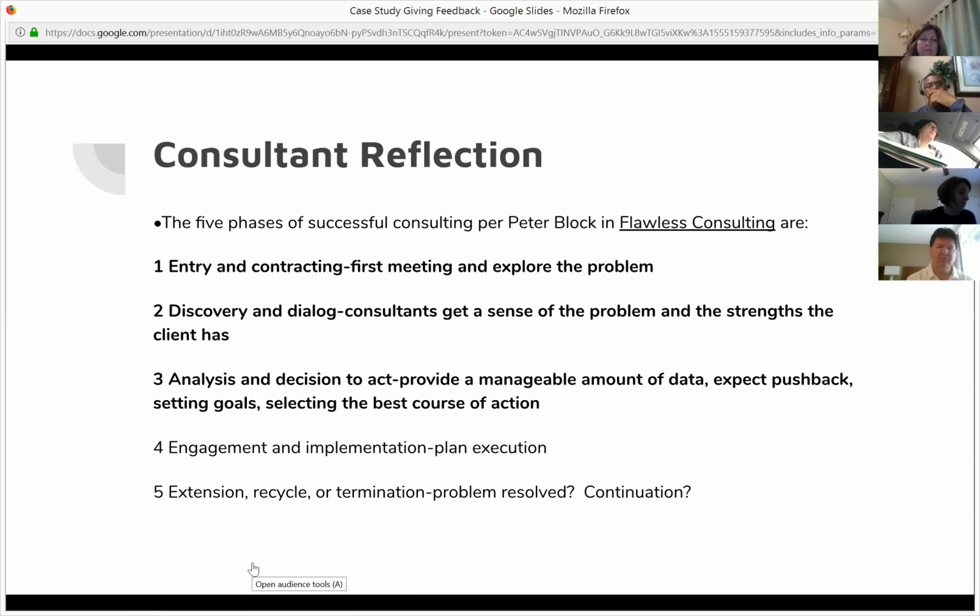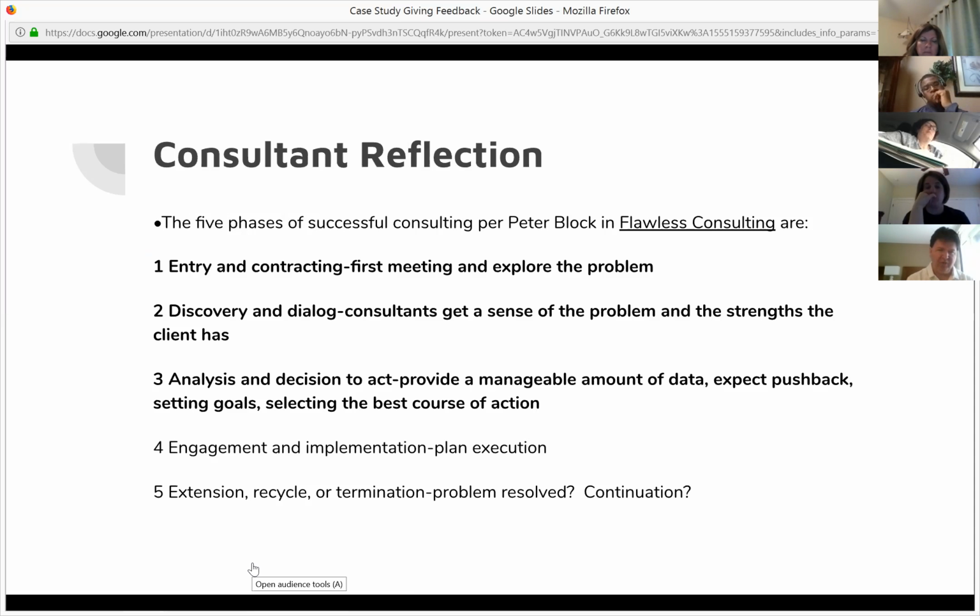Secondly, the discovery and dialogue, the consultant gets a sense of the problem and the strengths that the client has. And of course, that would be a major phase that we would, as has been explained earlier by other team members today, certainly want to delve into deeper. And number 3, an analysis and decision to act to provide a manageable amount of data, expect pushback, setting goals, and selecting the best course of action.